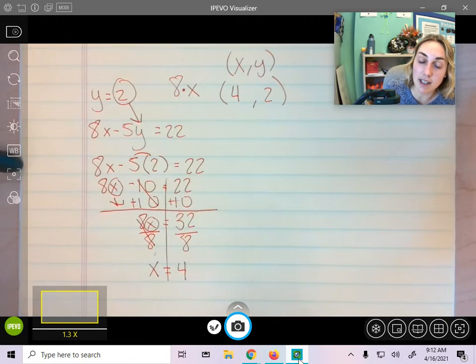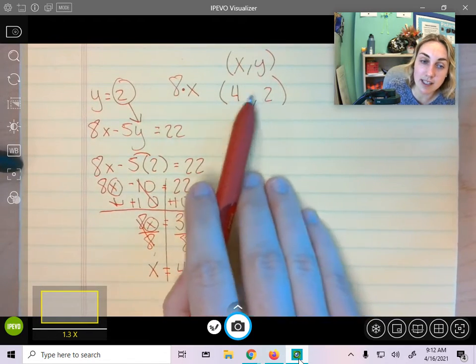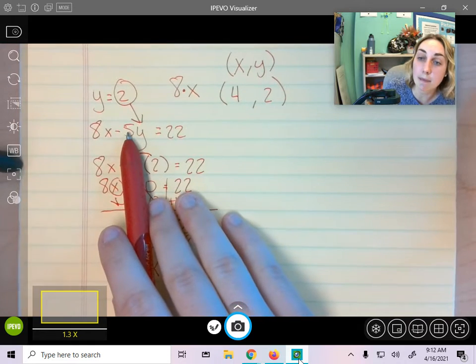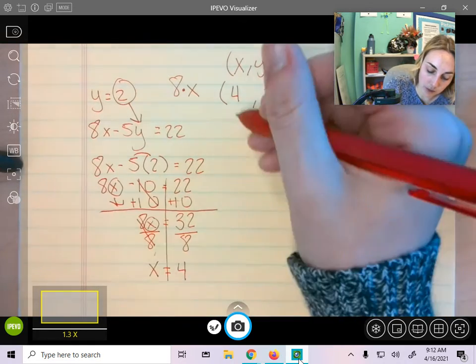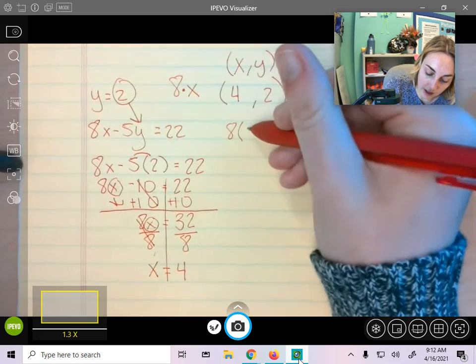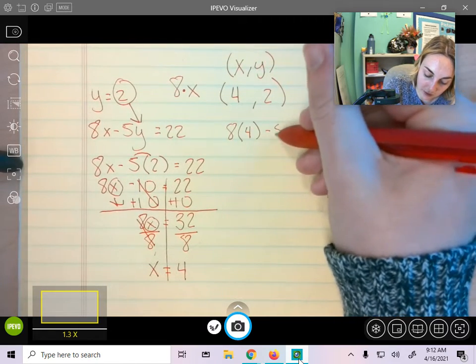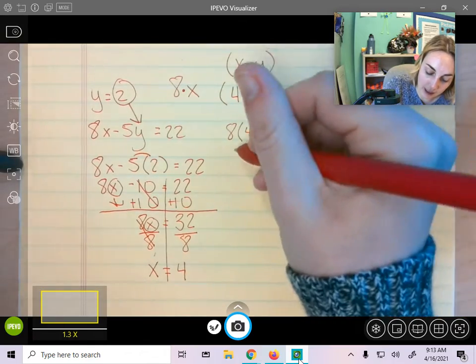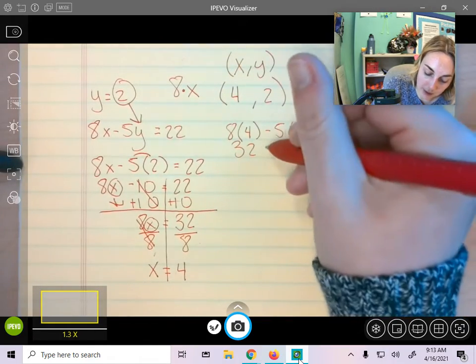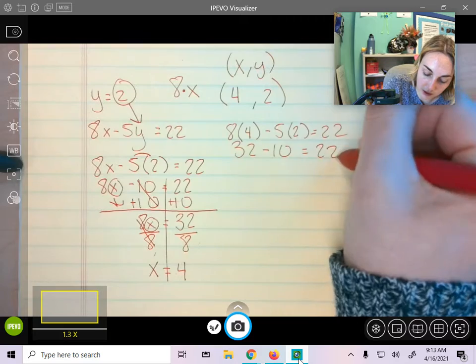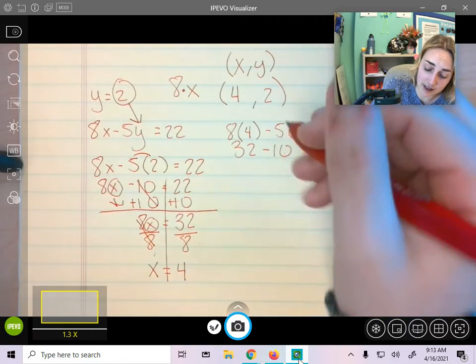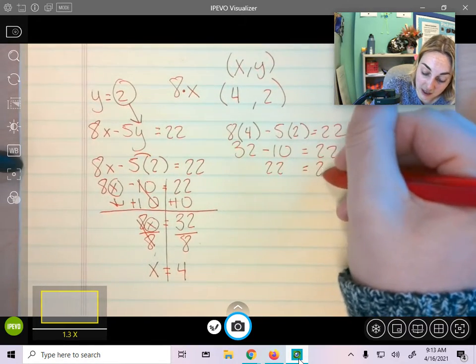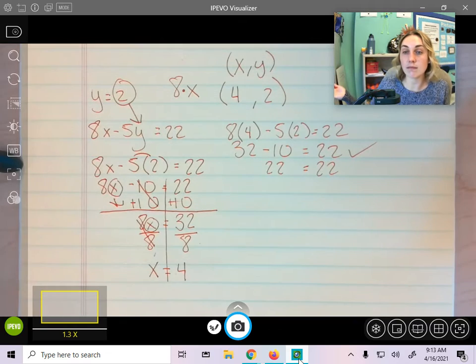And now what I need to do to check is I can substitute this into this problem right here and make sure that it works out. So 8, my x value is 4, minus 5, my y value is 2. That's equal to 22. Well, let's find out. 8 times 4 is 32. Negative 5 times 2 is negative 10. And that's equal to 22. 32 minus 10 is 22. So 22 is equal to 22. So that works out. Okay?